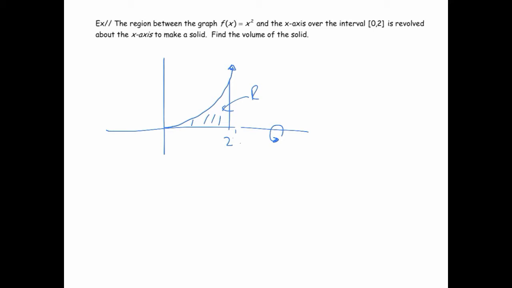So the way I do this is I just draw one rectangle. This is an arbitrary rectangle. And you imagine rotating that one rectangle around. When you do that, it creates a disk.